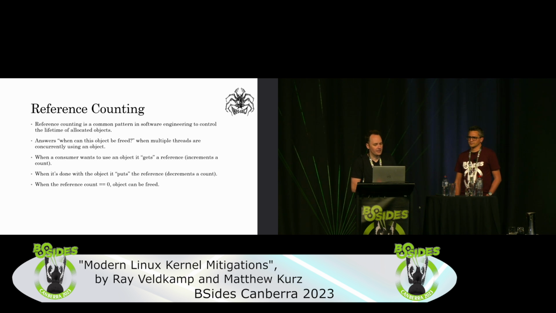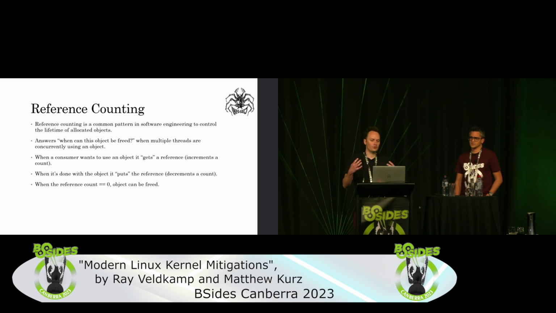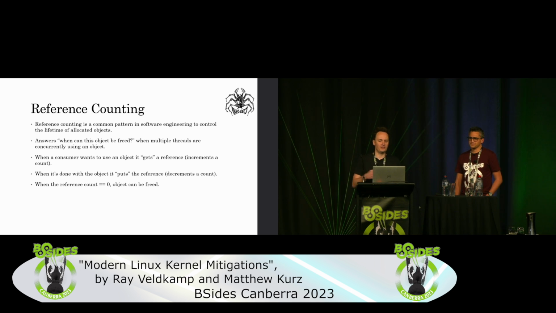The next thing we'll talk about is reference counting. If you've never heard of it before, reference counting is a very common pattern in software engineering to control the lifetime of allocated objects. And the real question that it answers is, if I have an object that is being accessed concurrently by multiple CPUs that was dynamically allocated, when can I actually free it?